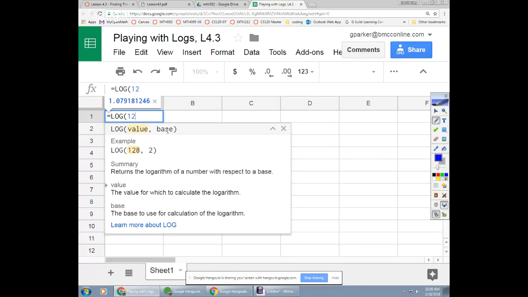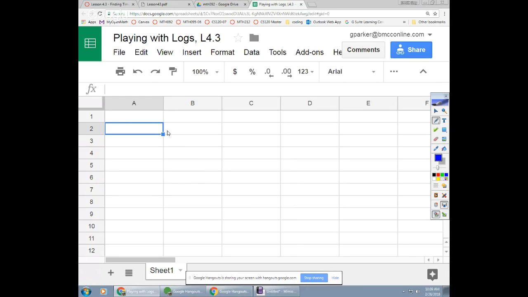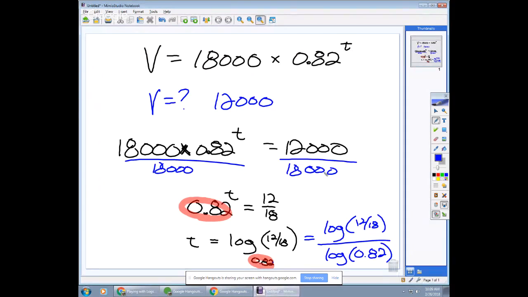So I would tell it 12/18, comma, and the base was the 0.82. And I get about 2 years. Is that what you guys got? You plugged it in? Okay, so spreadsheet gives us a slightly different way to enter it, which is kind of nice. A log of any base.